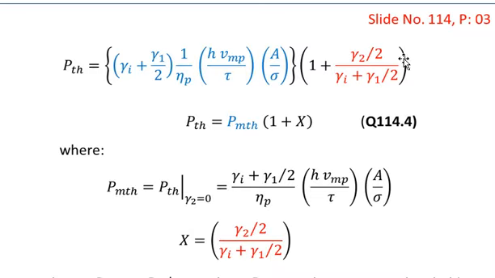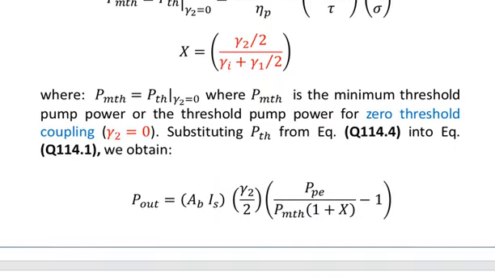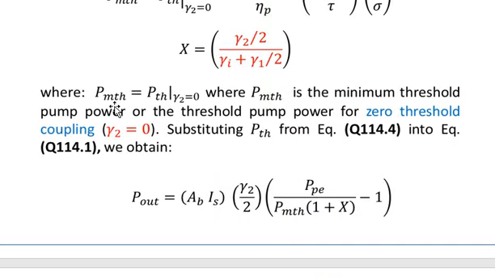And you know that this capital X is what I have shown explicitly now, that capital X is equal to gamma 2 divided by 2, and then this term is divided by gamma I plus gamma 1 divided by 2. Where PM threshold, that is the minimum threshold pump power, is equal to the threshold pump power evaluated at gamma 2 equal to 0, or the threshold pump power for zero threshold coupling.